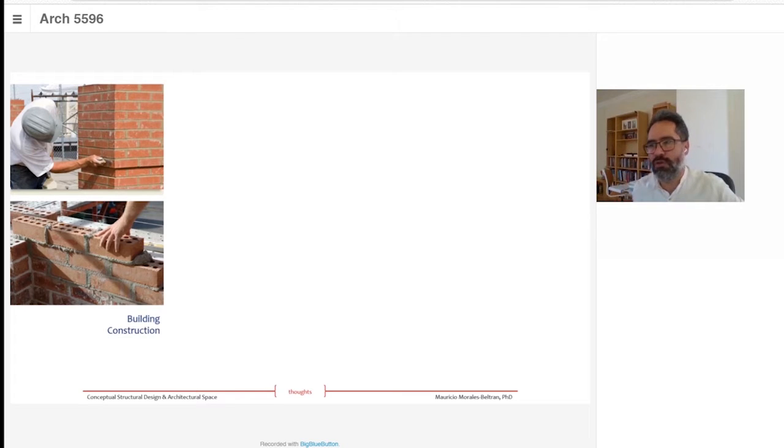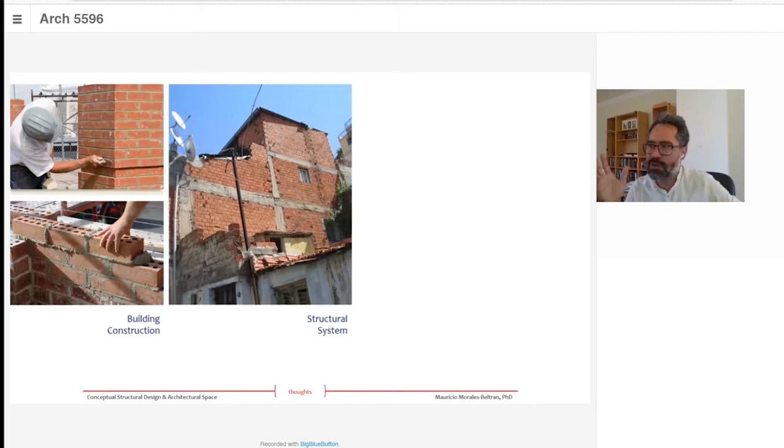However, as a structural system, a brick wall might or might not transfer loads. So it might be subjected to forces. When we talk about the brick as building construction, we don't talk about forces. We don't talk about structural, non-structural elements. We talk about, again, source materials, manufacturing processes, building or fabrication processes.